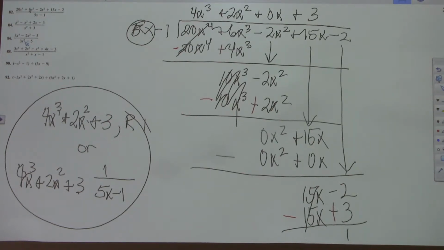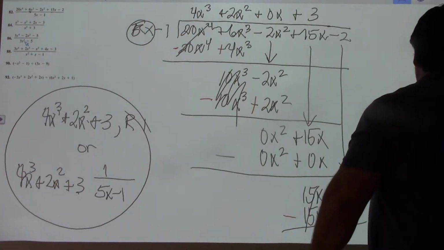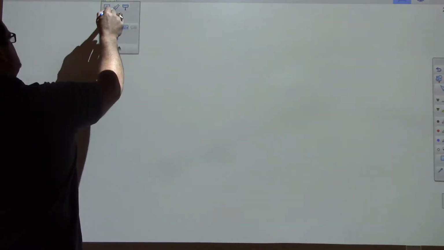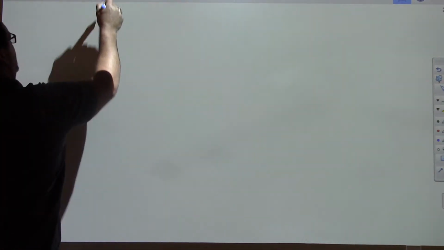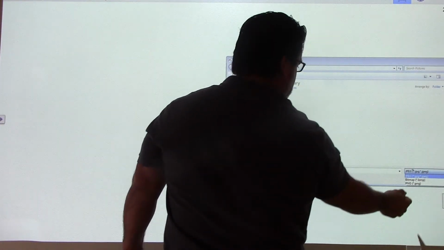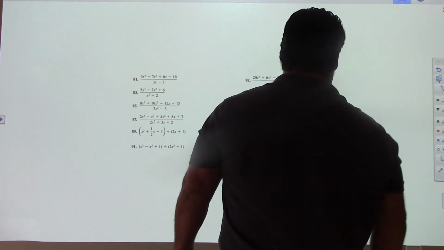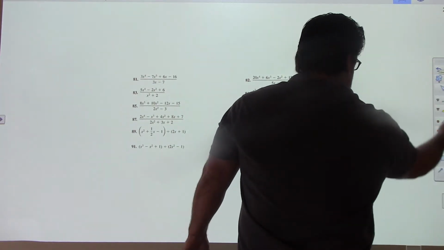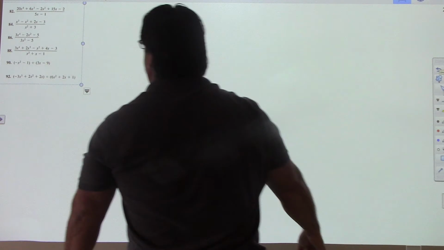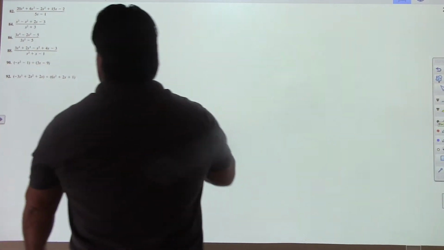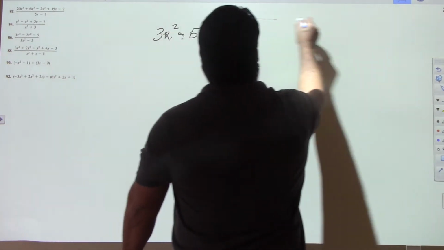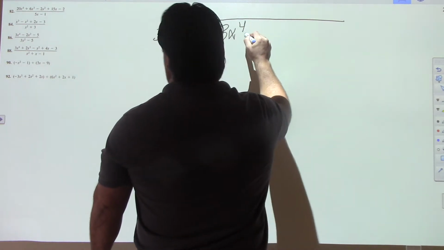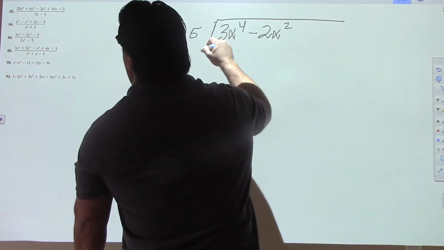Let's try 86. 3x squared minus 5 into 3x to the fourth minus 2x squared minus 5.